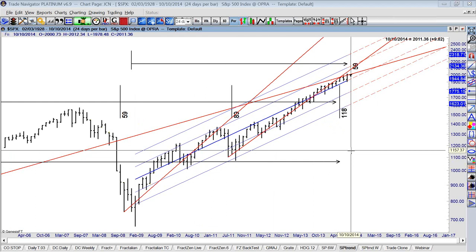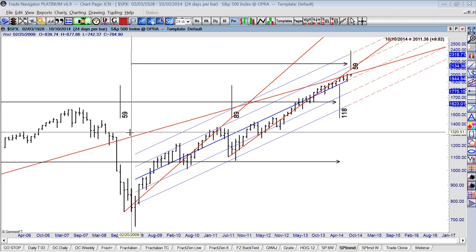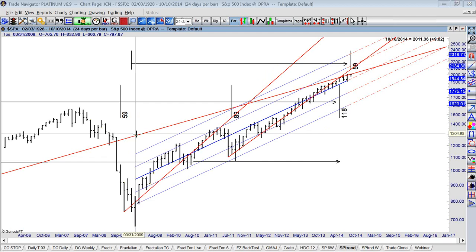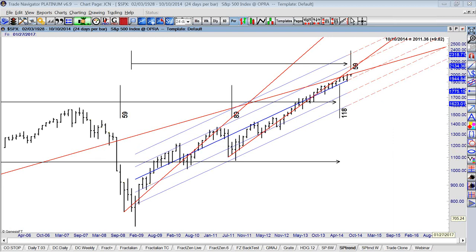We do have a 59 cycle right now that expires October the 10th. As I said, that is accurate to plus or minus 1 period, because we've started the count here from the period ending February 25th, which is the closing low. It's equally valid to start the count from the chart low, which is the period ending March the 31st. So we have that 59 cycle now, which expires October the 10th, and the next period will be November the 13th. Okay, so that's Ray.